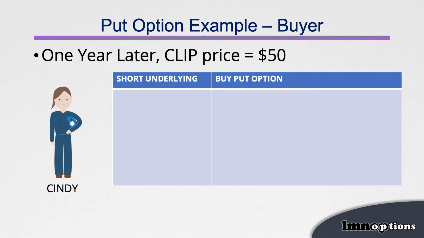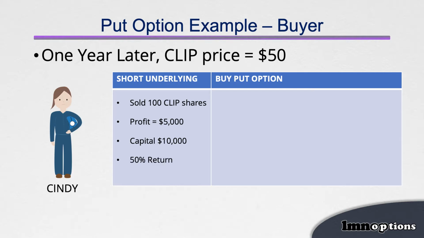In the first scenario, Cindy's prediction has played out well, and the market price of the underlying Clip is now at $50. If Cindy had opened a short position on the underlying, she would have sold 100 shares of Clip at $100 per share, and today she can buy back the shares at $50 per share, and that would give her a profit of $5,000. On her initial capital of $10,000, this would be a return of 50%.